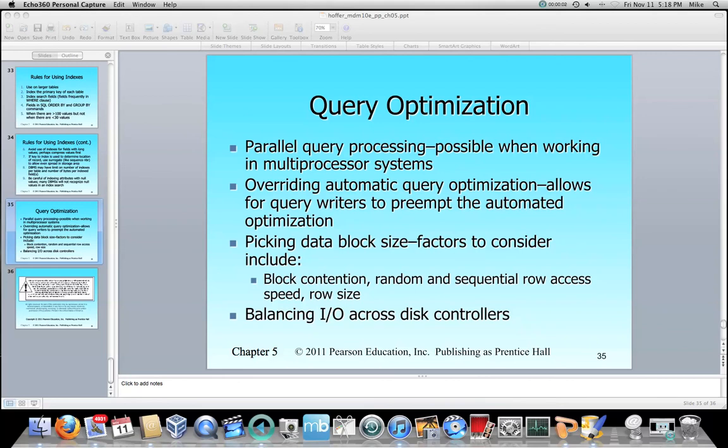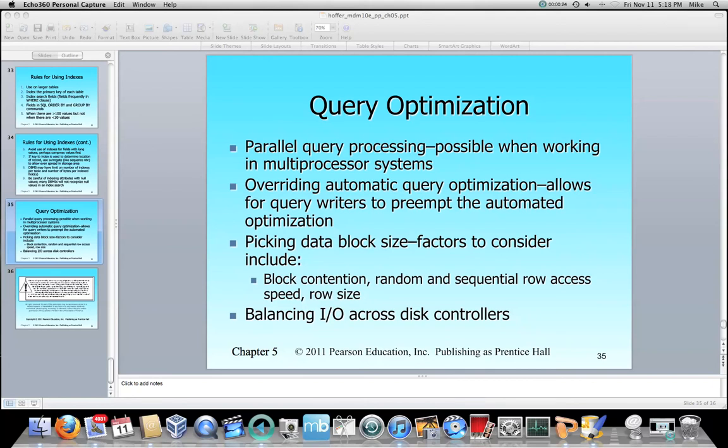Well, hello, and welcome to my video lecture on query optimization, the last topic in Chapter 5. Query optimization brings together a lot of what we've been talking about as far as structure, as far as where to put the files and the file organization.